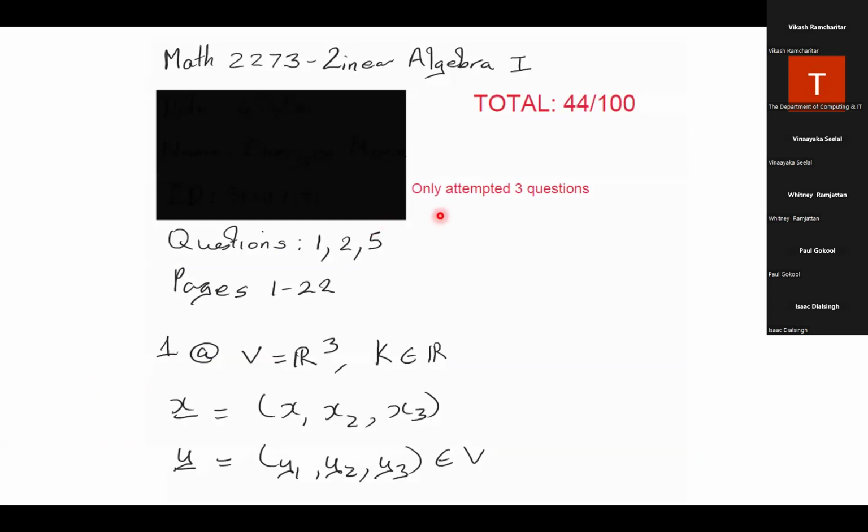Yeah, so this is another example of that. So total 44 out of 100. Why is their total so low? Oh, because they only attempted 3 questions. Okay, so you need to put in all those things as well.